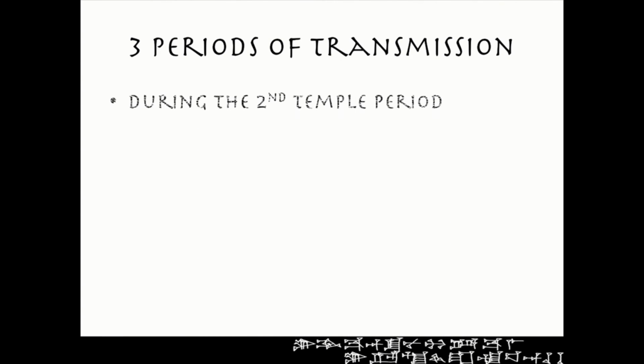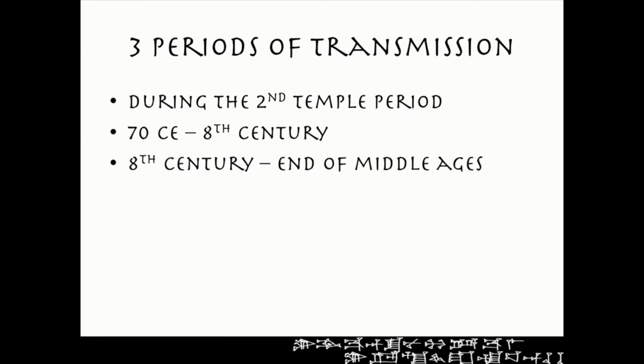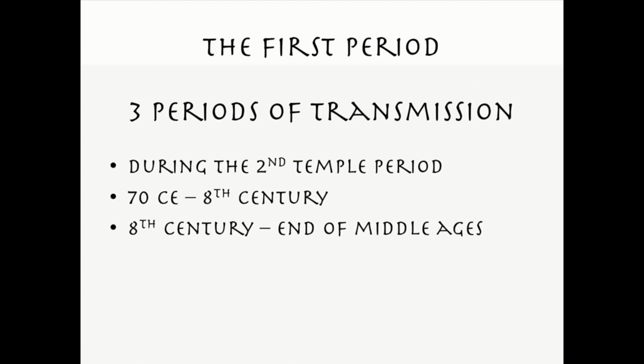So, what are the 3 periods of transmission of the MT? Well, they're broadly the Second Temple period, from 78 or 70 CE when the temple fell into the 8th century, and then from the 8th century to the end of the Middle Ages. So right in the middle of the second millennium. So these are the three periods of transmission of the MT. They each have somewhat distinctive features, and we're going to talk about the first period today.